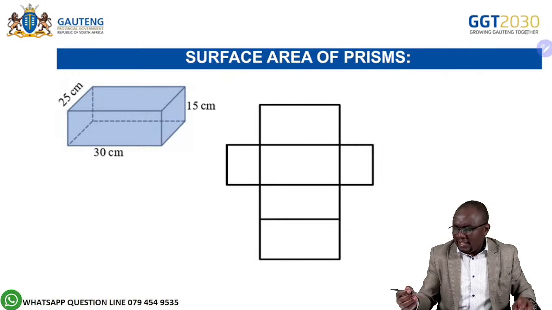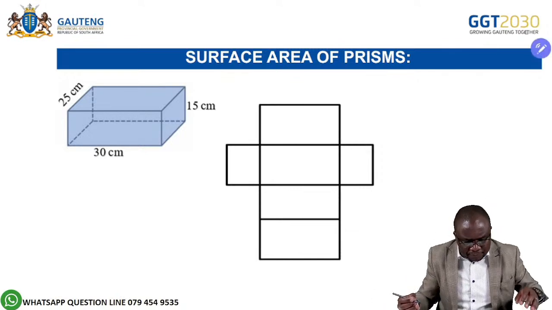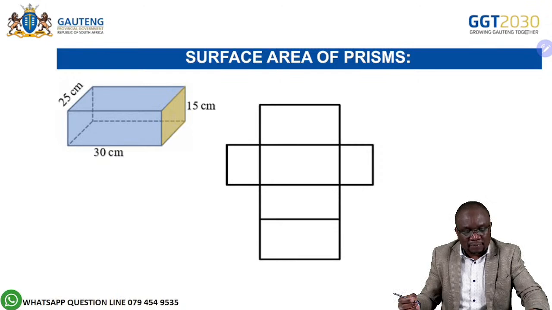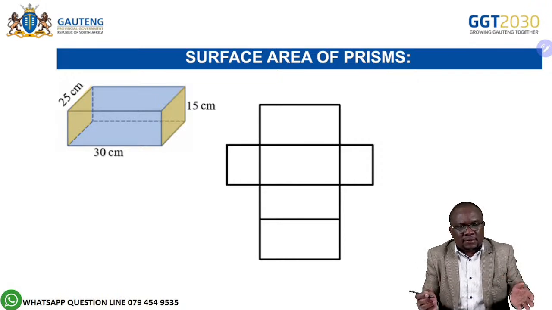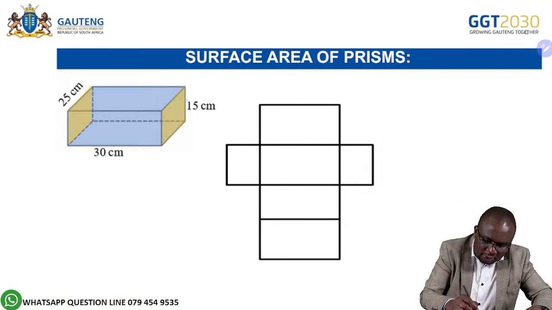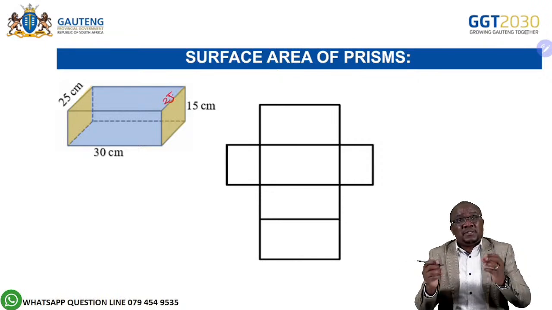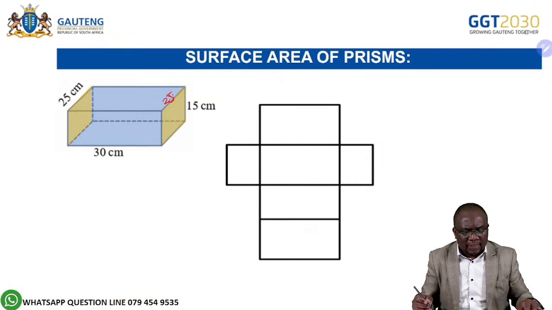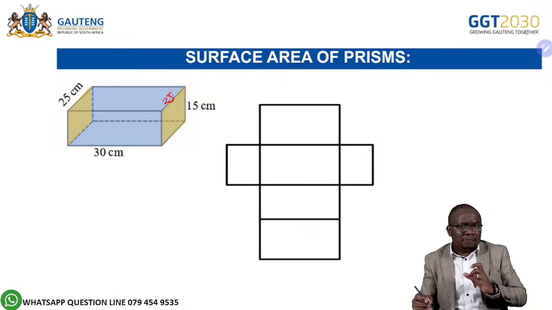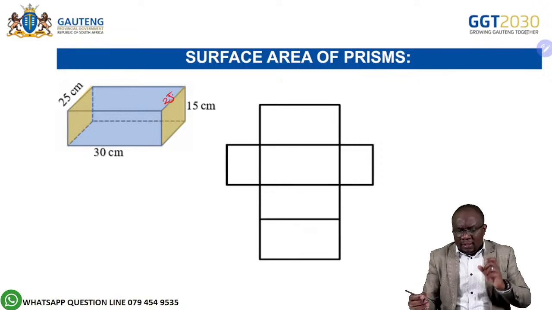So we can find the area of this base here that I'm highlighting, and the area of that base there. Okay, and then we add them, or we say 2 times. The area of this base is going to be 15 times 25 in this case. And then you can say 2 times 15 times 25 because they are 2. Okay, and then I want you to observe something.